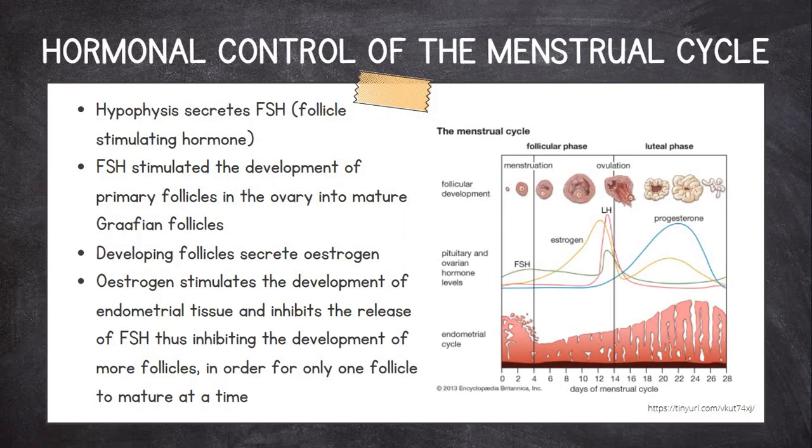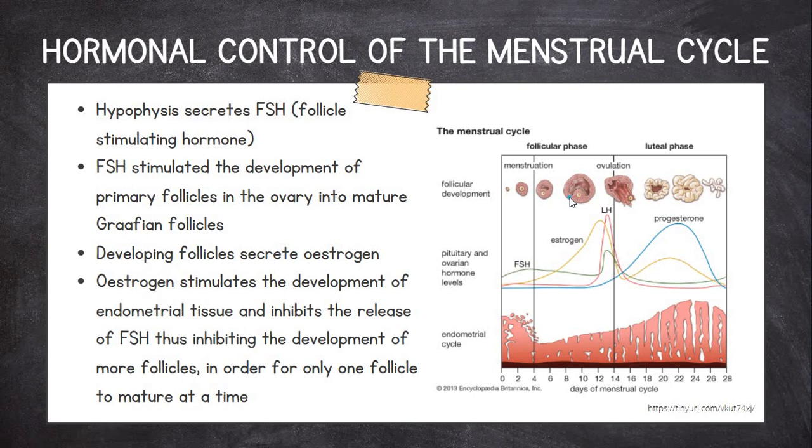So the hormonal control of the menstrual cycle. Now I've touched on many hormones, but now we are going to look at them. So the hypophysis secretes FSH, follicle stimulating hormone, and FSH stimulates the development of primary follicles in the ovary into mature Graafian follicles. So here we can see that FSH levels increased, and the primary follicles in the ovary will mature into Graafian follicles.